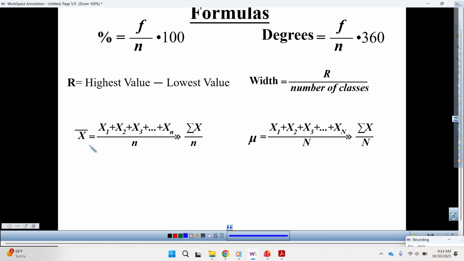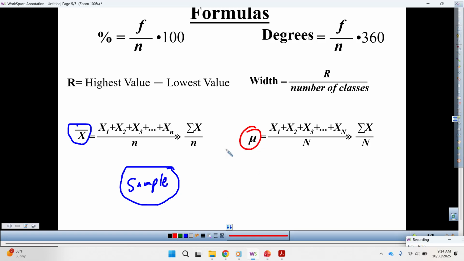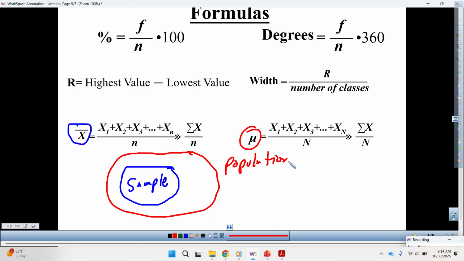That means that this one is for a sample. Sample means a small portion of the population. Is that correct? So that means, see what I did there? That means that this is what, everyone? Which is known as what? Population. That is correct.